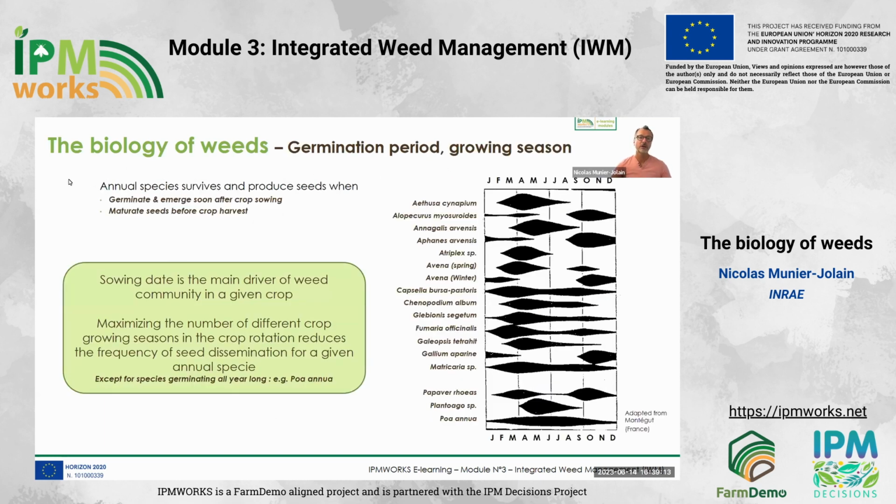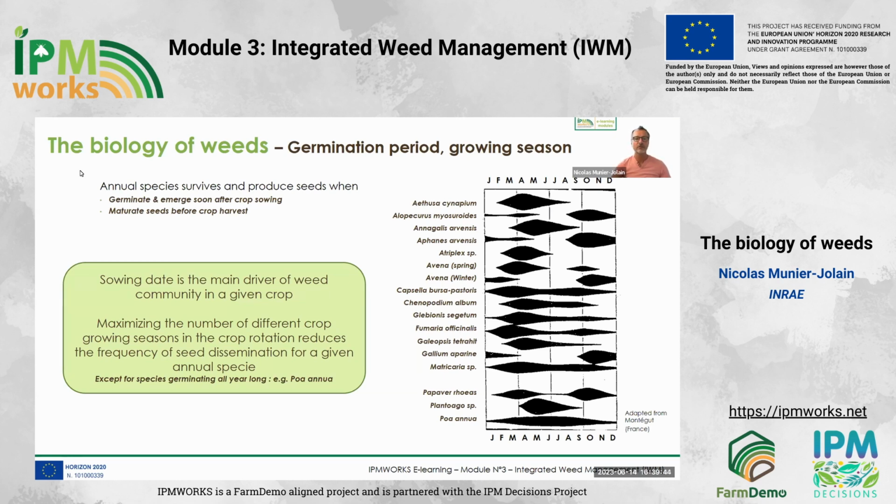The second biological trait which is important to consider is the growing season and the germination period. Annual species survive in the fields and produce seeds when they germinate and emerge soon after crop sowing, and when they are able to mature seeds before crop harvest.